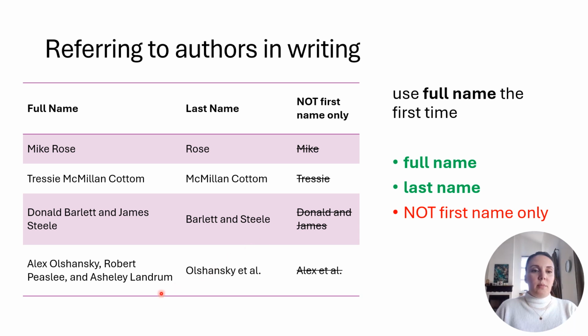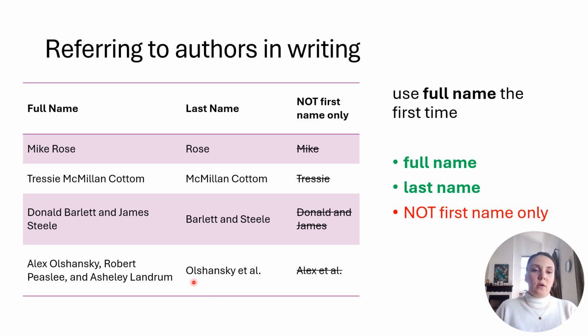Let's look at an example of an article that has three or more authors. So all three authors are Alex Olshansky, Robert Peasley, and Ashley Landrum. That would be all of their full names. In MLA, whenever you have three or more authors, you can use the Latin phrase et al., which basically means and everybody else. So you would refer to the first author who's listed on the article, and then everybody else would get wrapped up in the phrase et al.